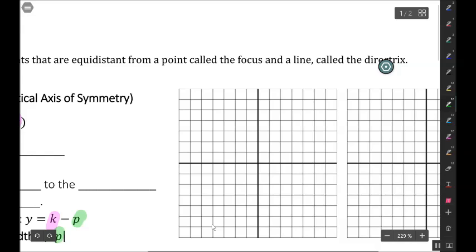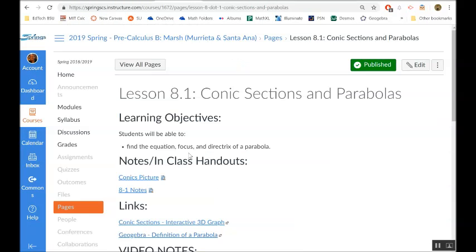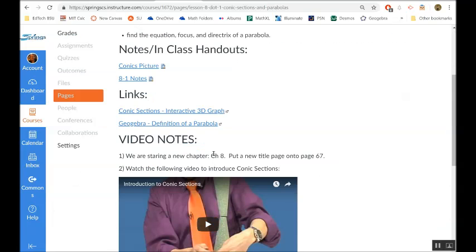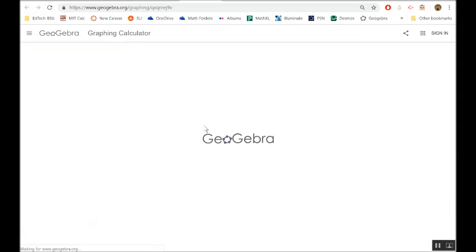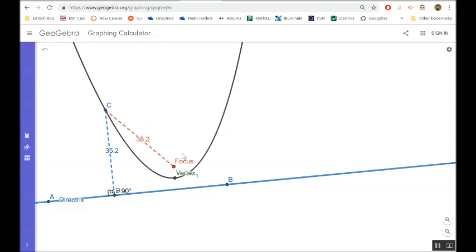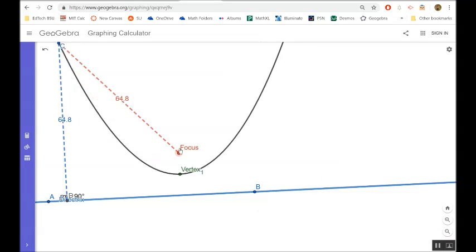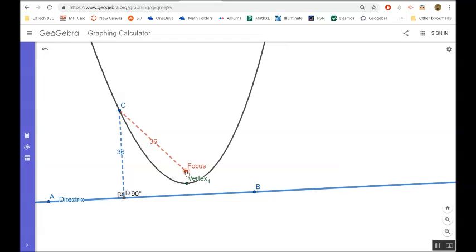called the directrix. So there is a link on Canvas right here, GeoGebra definition of a parabola. I want you to click on that. And what it shows is essentially this definition. We have a line called the directrix. You can see it can move. You have a point called the focus, which you can pick up and move.